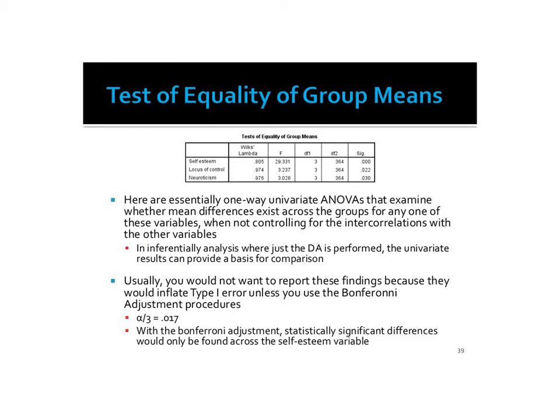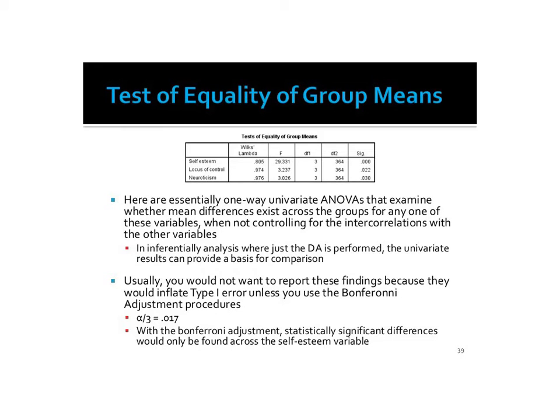We're going to get the test of equality of group means. This gets performed, and essentially SPSS is giving you one-way univariate ANOVAs that tell you whether or not mean differences exist across the groups for your variable when not controlling for the intercorrelations. In inferential analysis, where DA is performed, the univariate results can provide a basis of comparison. So this is a helpful statistic. We saw this already earlier in the lecture, where we saw that all three of these things had significant differences amongst our 4 groups. This is just immediately performed as one of the options in MANOVA.